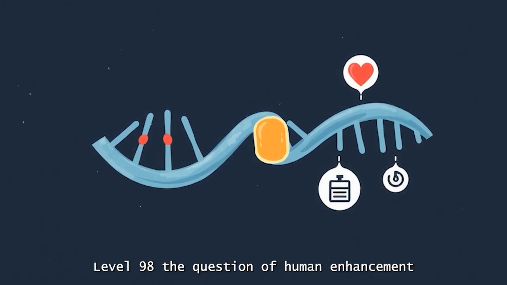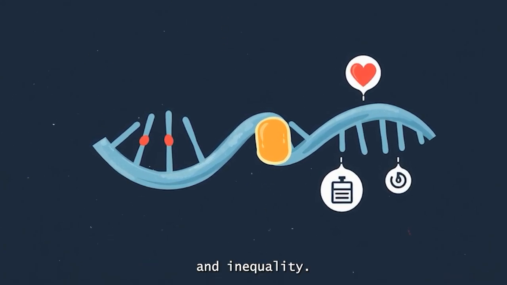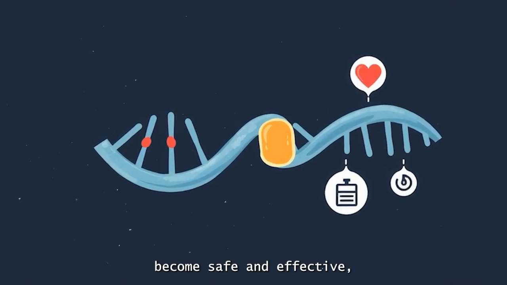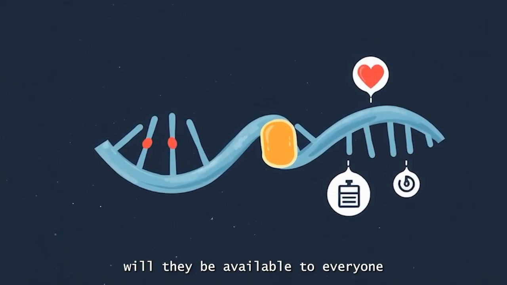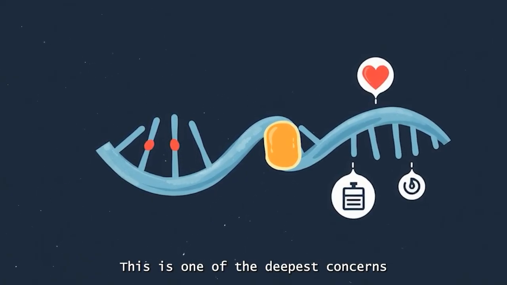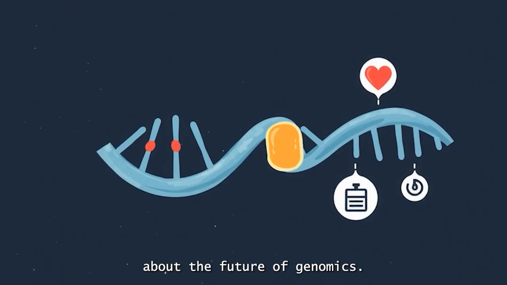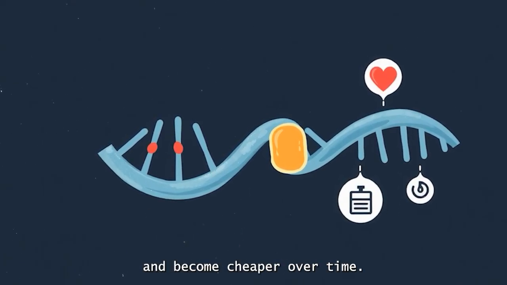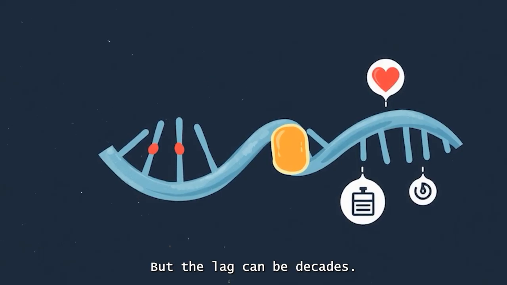Level 98, the question of human enhancement and inequality. If genetic enhancements become safe and effective, will they be available to everyone or only to the wealthy? This is one of the deepest concerns about the future of genomics. Technologies tend to start expensive and become cheaper over time, but the lag can be decades.